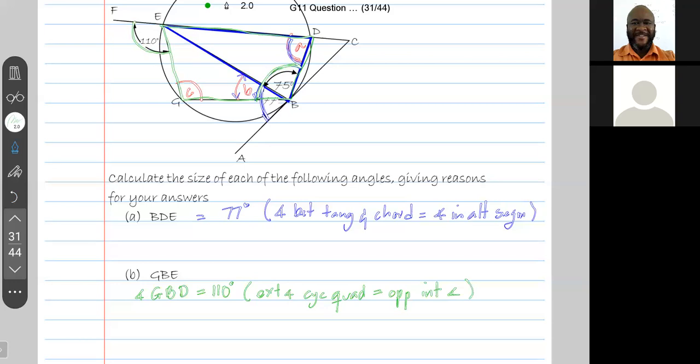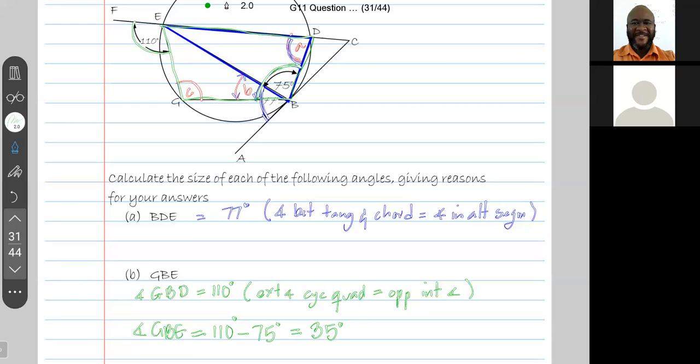So the entire angle, which is the 75 plus B, the angle that we want, is equal to 110. So angle GBE would be equal to 110 minus 75 degrees. So when you subtract, how much do you get? 110 minus 75 degrees, that is what, 35 degrees? This is 35 degrees. The angle at B is 35 degrees.